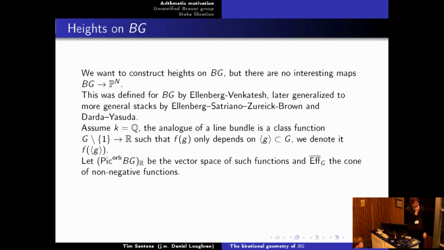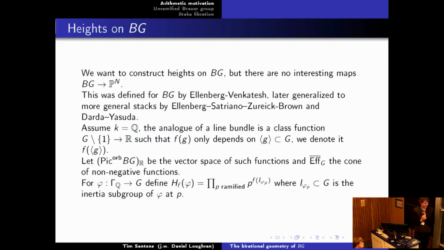So yeah, that's the next slide. We define Pic orb BG as a space of functions. An effective cone is defined as a subspace of non-negative functions. So why do we use the name Pic orb? It's essentially the name we borrowed from Darda and Yasuda, and the name seems to be inspired from orbifold cohomology, where you have some kind of similar things which show up there.